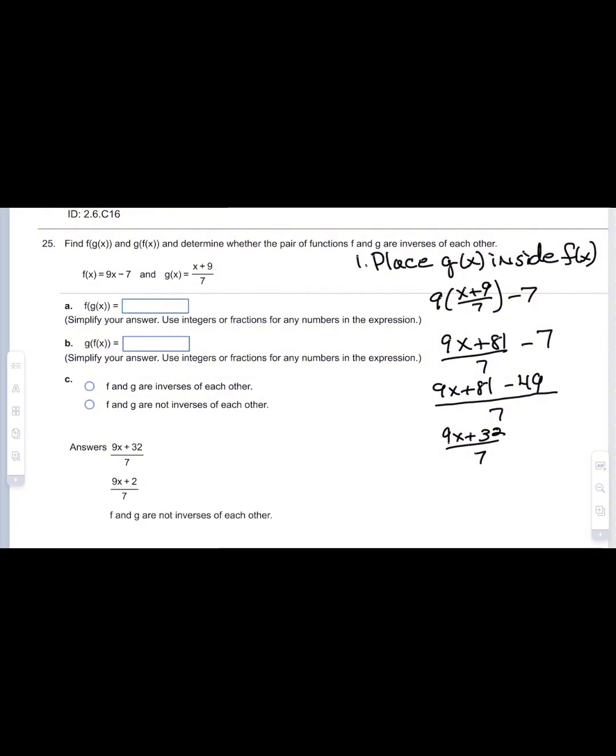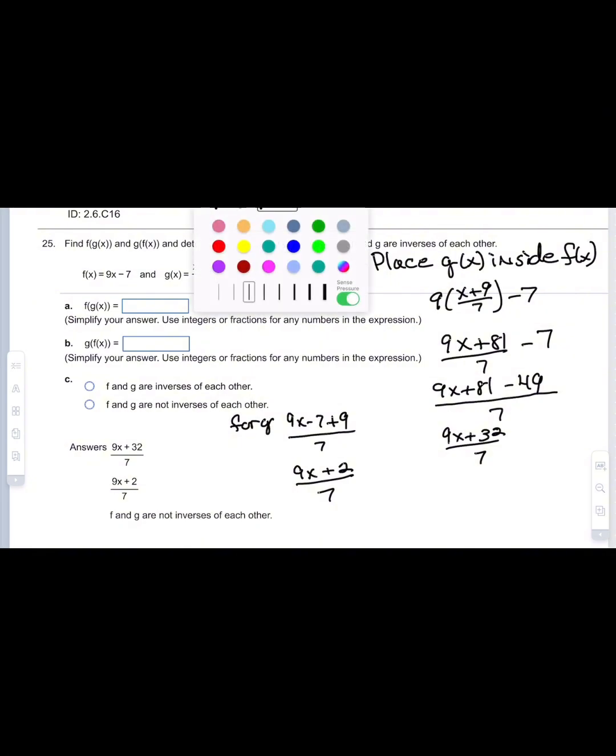And then you just do the opposite. So now you're going to take f and put it into g. Okay? So you're going to put 9x minus 7 into the g, and you simplify. And they are not the same thing, so they are not inverses of each other.